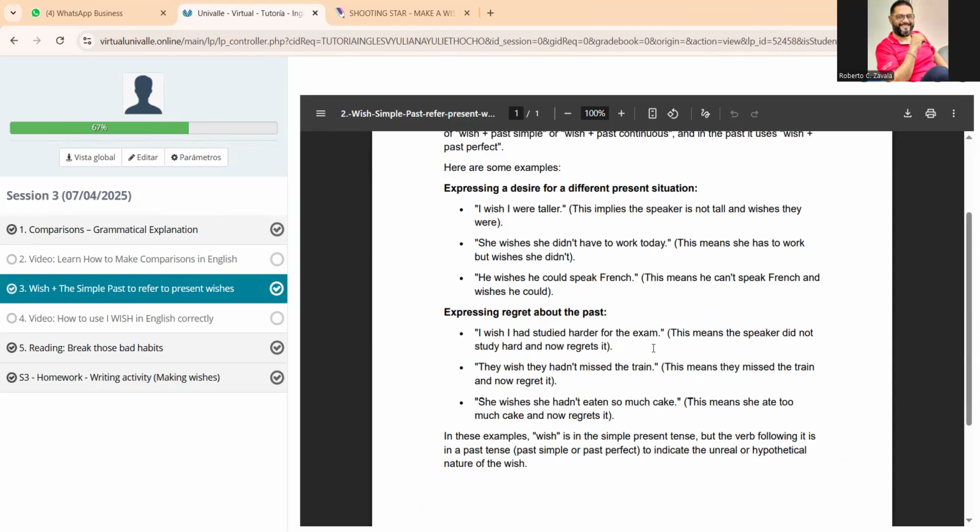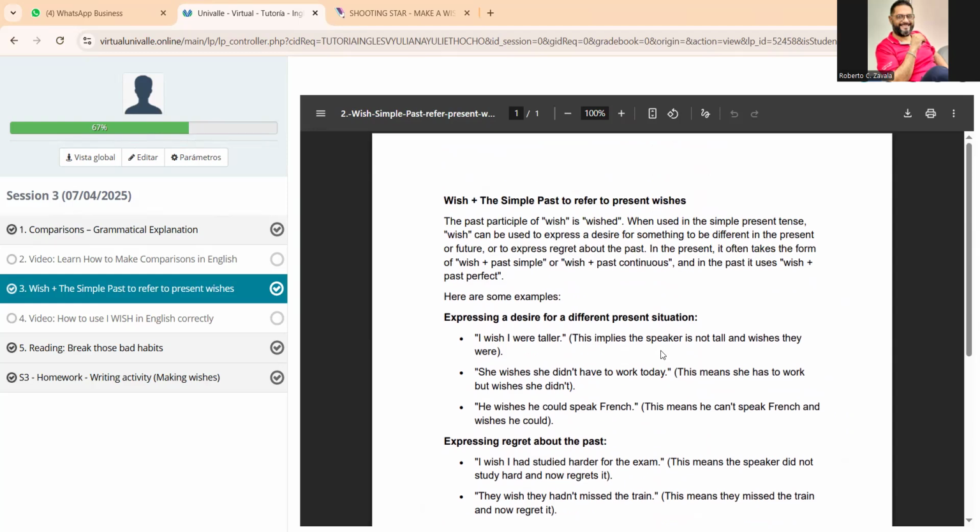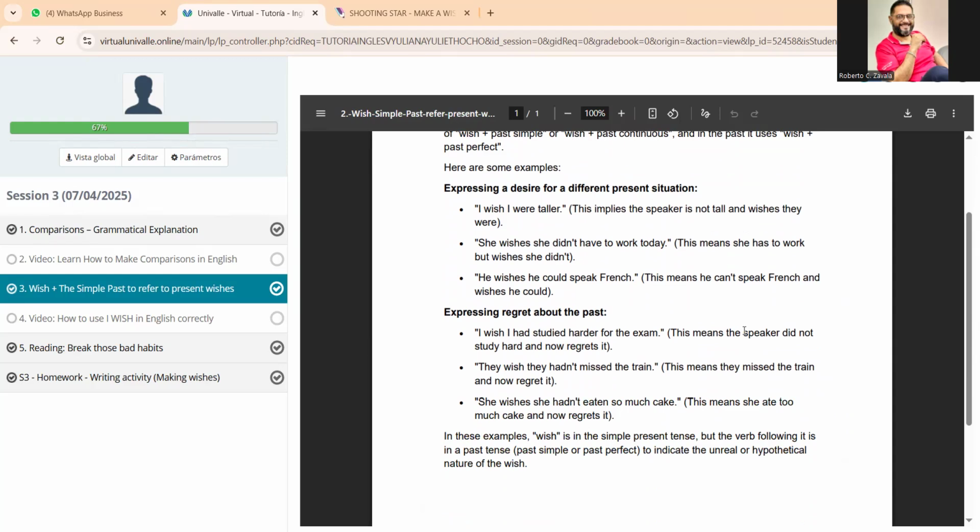In these examples, wish is in the simple present, but the verb following is in a past tense, past simple or past perfect, to indicate the unreal or hypothetical nature of the wish. Okay, so that's how we use the rule: wish plus the simple past to refer to present wishes. When we want to talk about unreal situations, we use the present perfect or the past perfect. Okay, now let's move on to our reading, breaking those bad habits.